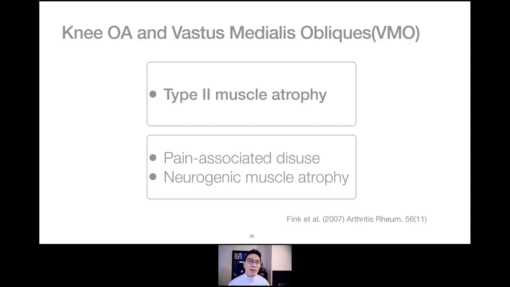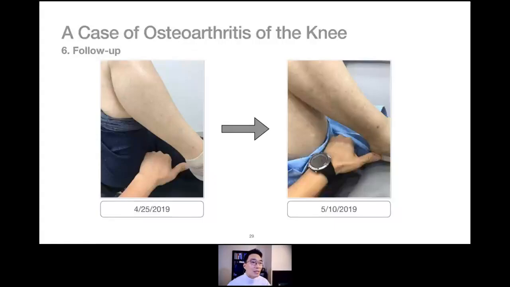And the third underlying mechanism is neurogenic muscle atrophy, which is related to the nerve root, a spinal nerve root, or inhibition between those structures. I'm going to mention that later on. So I want to show you how the patient changed and what the improvement was like. The patient's initial diagnosis was done on April 25th in 2019.